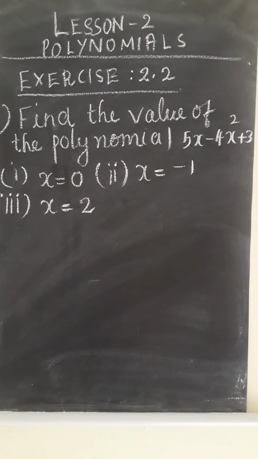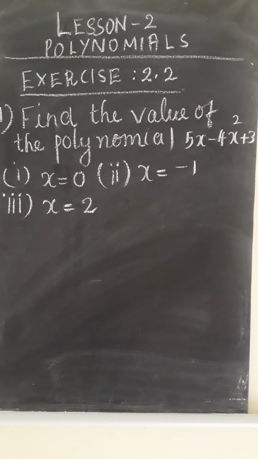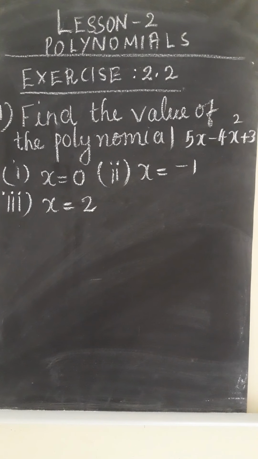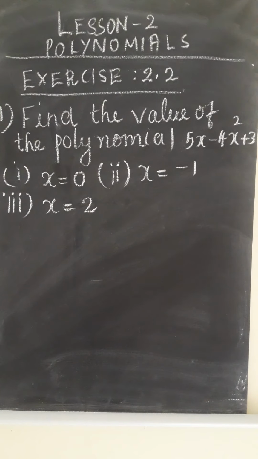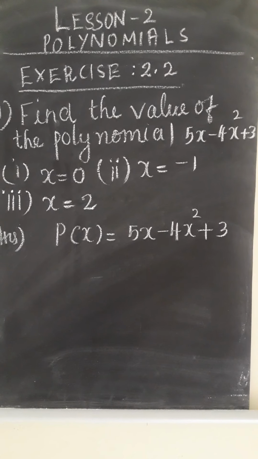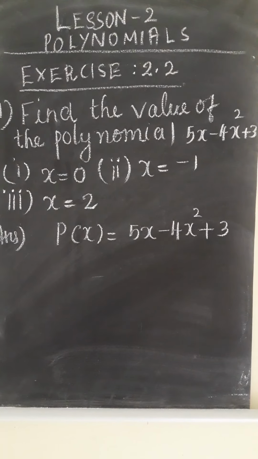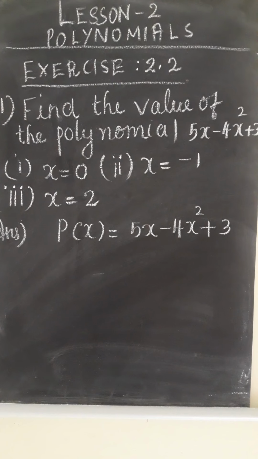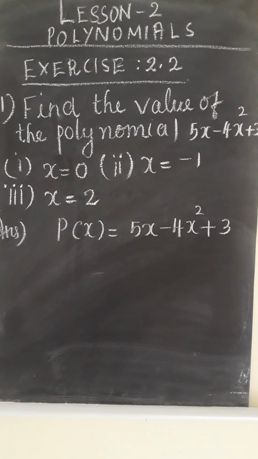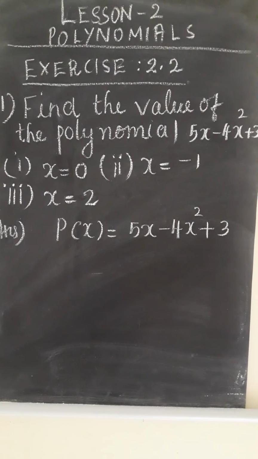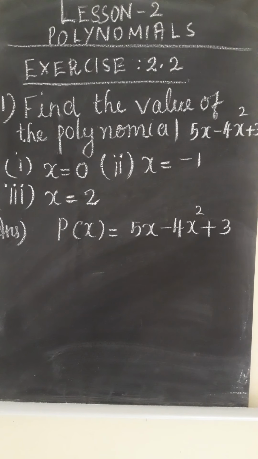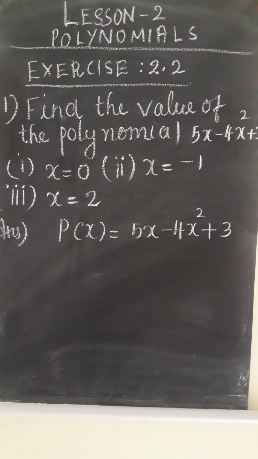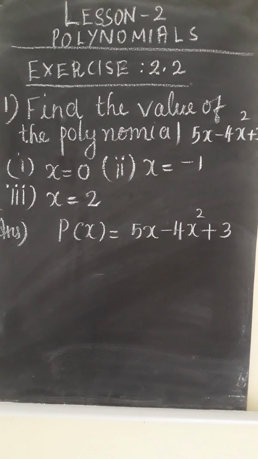Here, what is the polynomial? 5x minus 4x square plus 3. Since it is a polynomial in the variable x, we can denote this polynomial as p of x. So at first you write p of x is equal to 5x minus 4x square plus 3. The value of this polynomial when x is equal to 0 we can write as p of 0. Similarly, in the second problem, p of minus 1. And the third problem, p of 2.